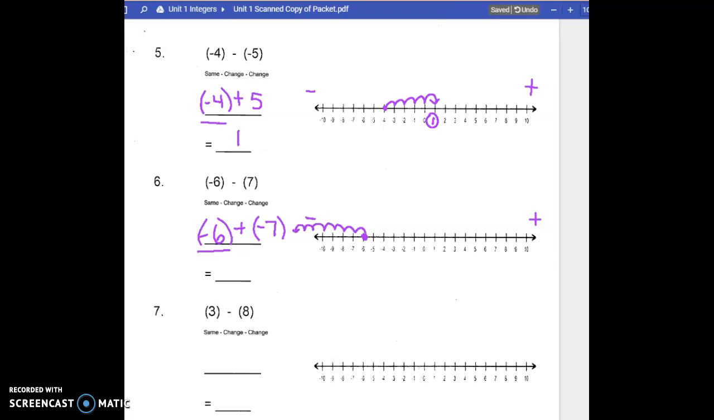So we have to think about what that number would be. This is -10 here. So this one would be -11. This one here would be -12. This one here would be -13.